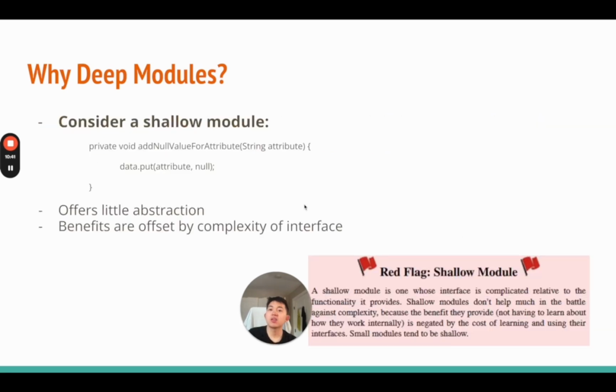So I think here, consider a shallow module like this one. This is bad according to the book, according to this framework, because it offers little abstraction. It encapsulates little information within the module, and the benefit of this encapsulation is offset by the complexity of the interface. It's just as good as doing nothing.